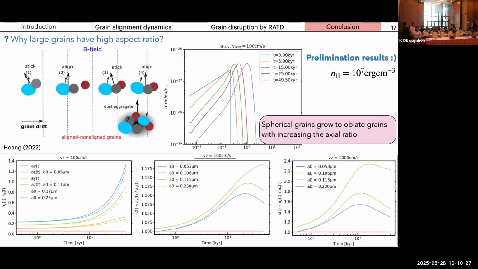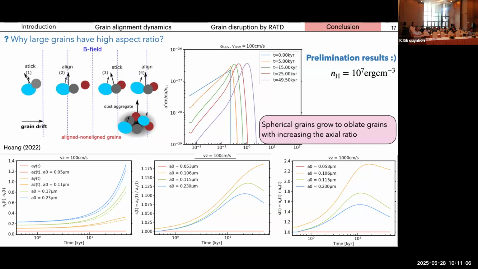And this is just our expectation that, for example, for 0.05 micron grains, they just grow isotropically, so the aspect ratio is 1. But for grains larger than 0.1, they grow anisotropically, and the aspect ratio can increase from 1 to around 1.17 after 50 kiloyears. And if the drift velocity is higher, we expect the aspect ratio will increase faster. For example, 0.1 micron grains can increase the aspect ratio from 1 to about 2.4.